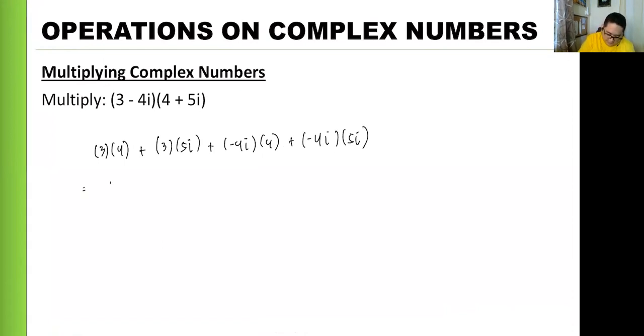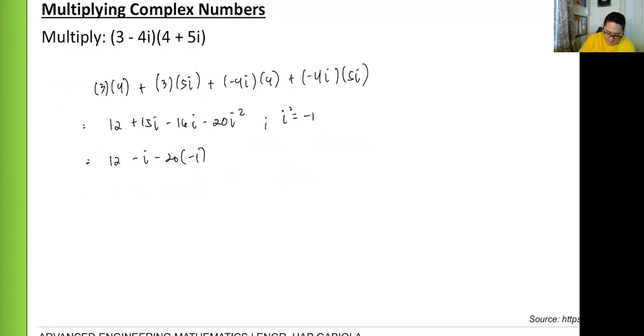Next, we have 12 plus 15i minus 16i minus 20i squared. Okay? And remember that i squared is equal to negative 1. So we have 12 minus i minus 20 times negative 1. Okay? So that will be positive 20 plus 12, so 32 minus i. So this will be our answer.